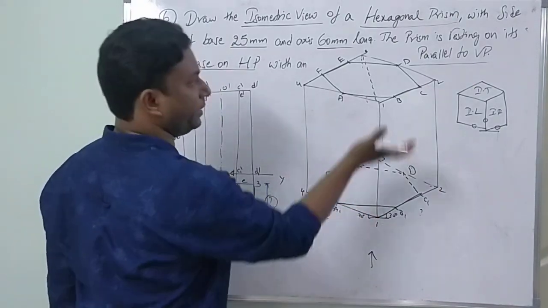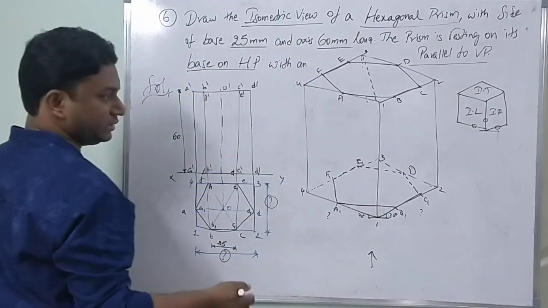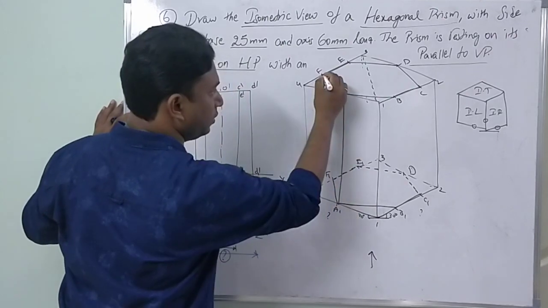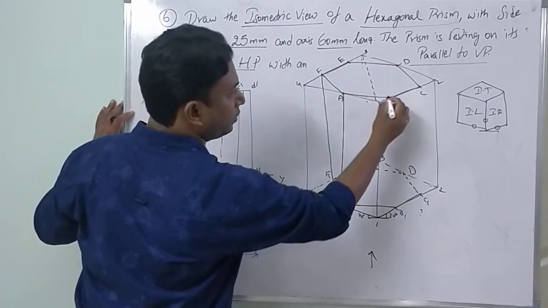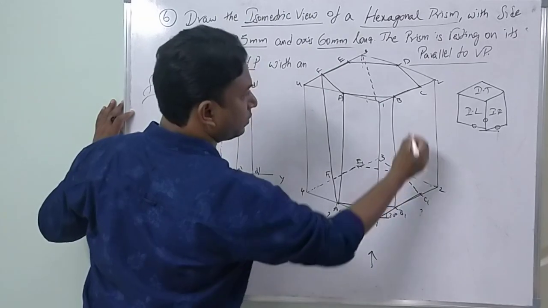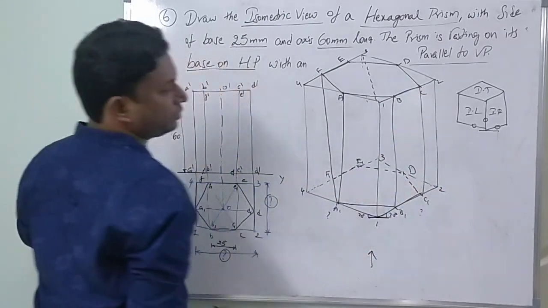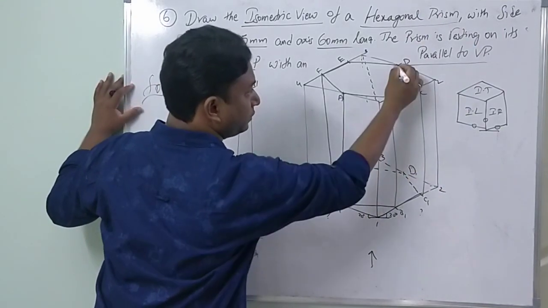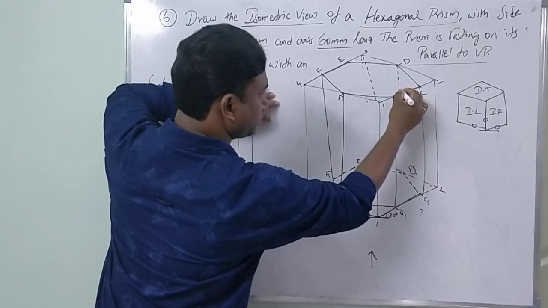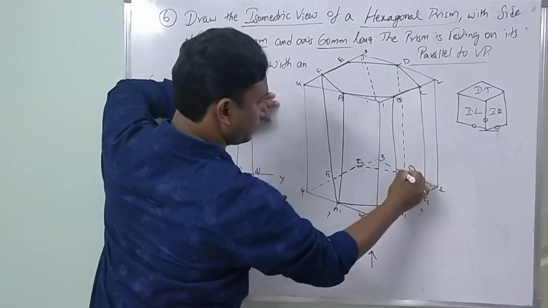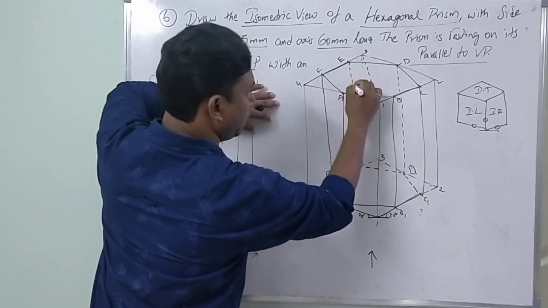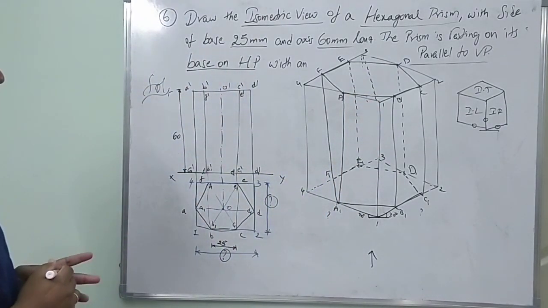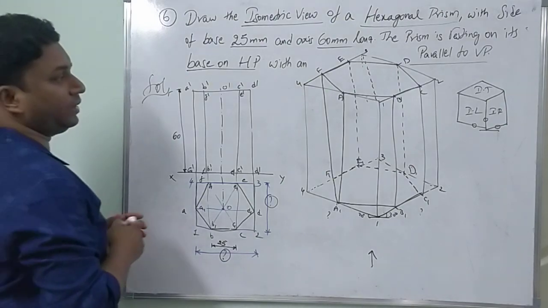Now bottom hexagon completed, top hexagon completed. Now vertical edges. Where to where? A2, A1. F2, F1, B2, B1, C2, C1. Whereas D2, D1, they are hidden. E2, E1, they are hidden. See, constructing the box is typical.